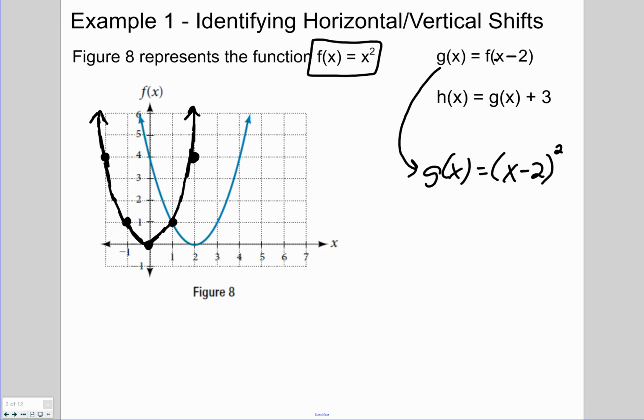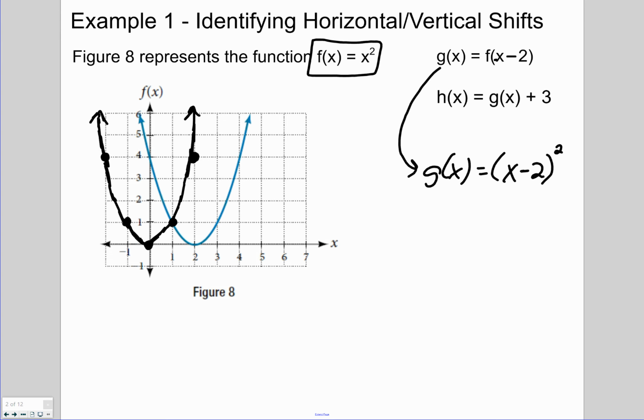Now, subtraction inside, I want you to think opposite. What's the opposite of negative 2? Positive 2, so that's why they went 2 to the right. So what if this was 2 to the left over here? Then it would be x plus 2. All right, so inside the parentheses, you need to think opposite. Questions on the g of x, the blue one?